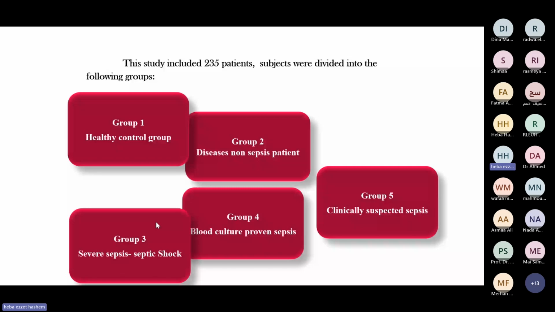This pathological control was included in the study to compare the results of these biomarkers against it. Because in routine daily work, we don't compare a patient with neonatal sepsis with a healthy naive patient. We compare with pathological and diseased patients. So we included this group in the study, which is pathological control patients with other diseases, but sepsis was ruled out from them. And three other groups were included according to the severity of the disease: clinically suspected sepsis patients with negative blood culture, group 4 blood culture proven sepsis, and a severe sepsis and septic shock group.